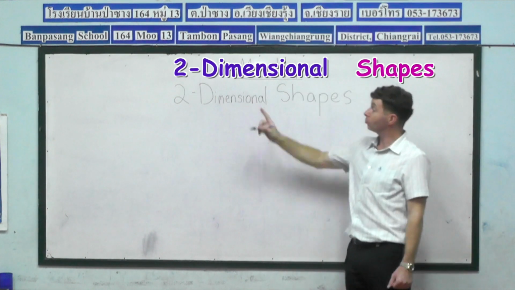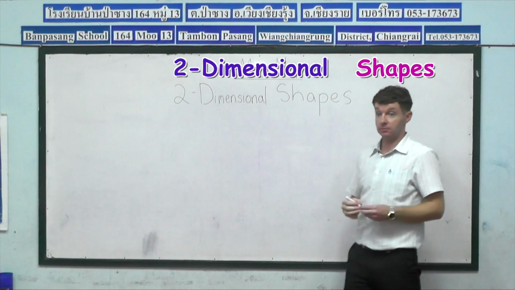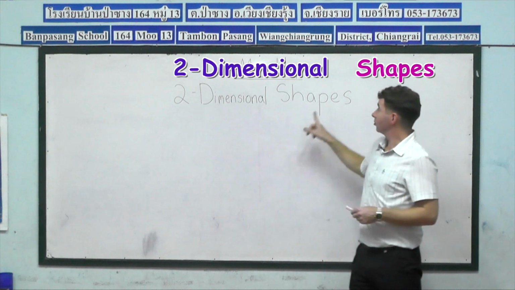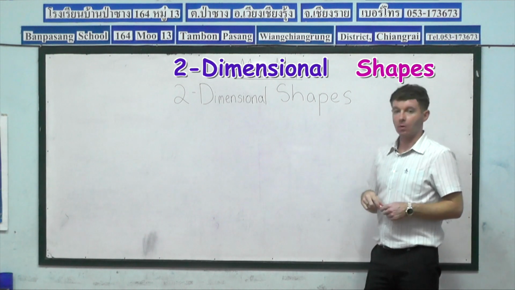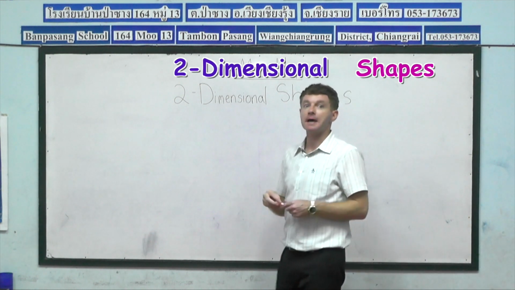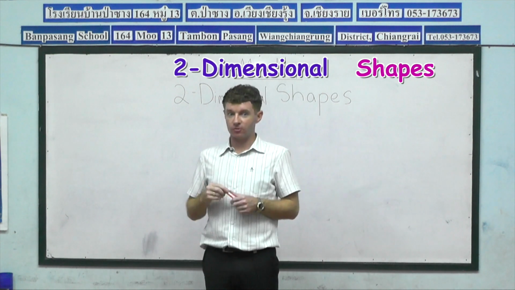Today, I'm going to write it on the board. D-I-M-E-N-S-I-O-N-A-L. Two-dimensional shapes. Okay, now who can give me some examples of two-dimensional shapes?